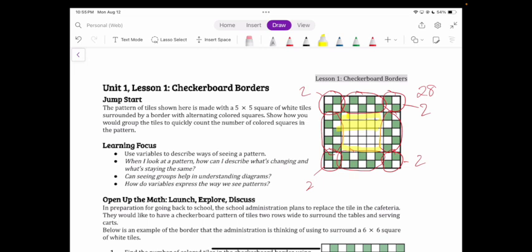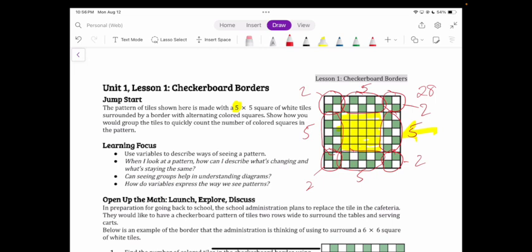So what we pointed out today was that on these side ones, like here, the number of green squares is exactly equal to the side of the square. And in that case, we would do 5 times 4, because there's 4 as you go around. So there's 8 in the corners and 20 on the sides.